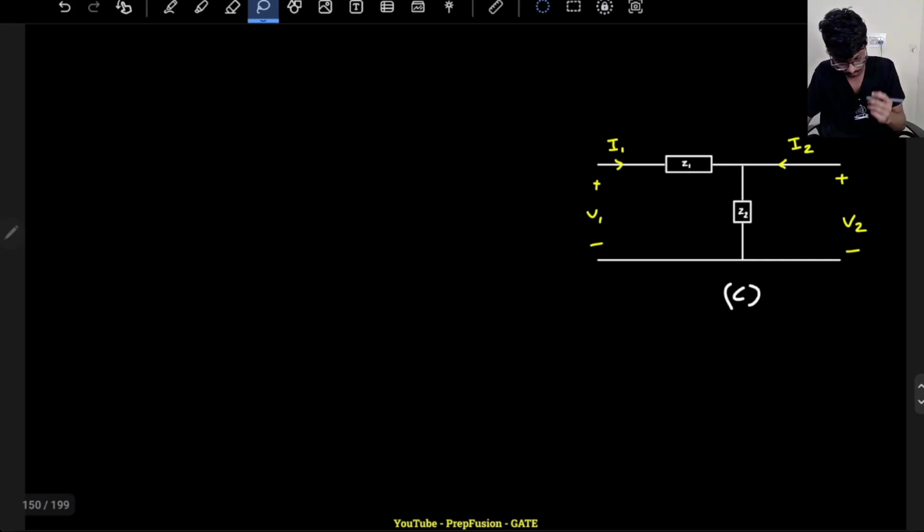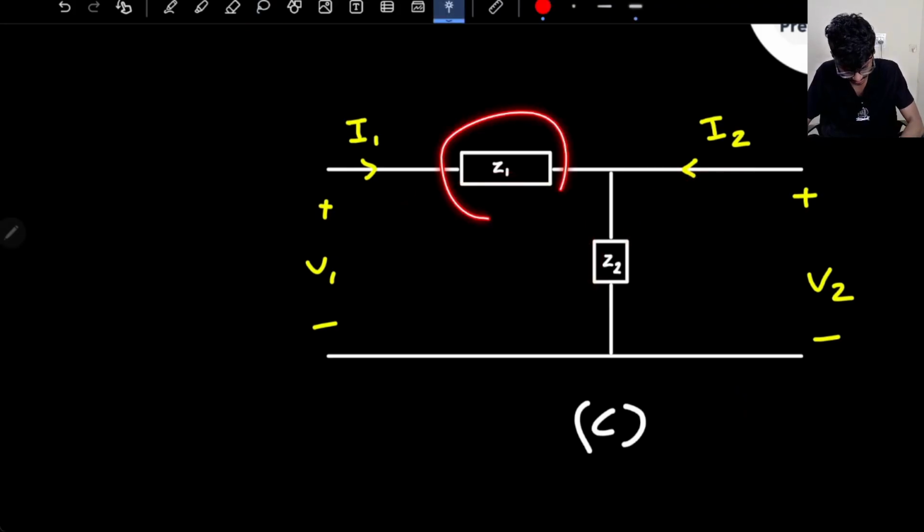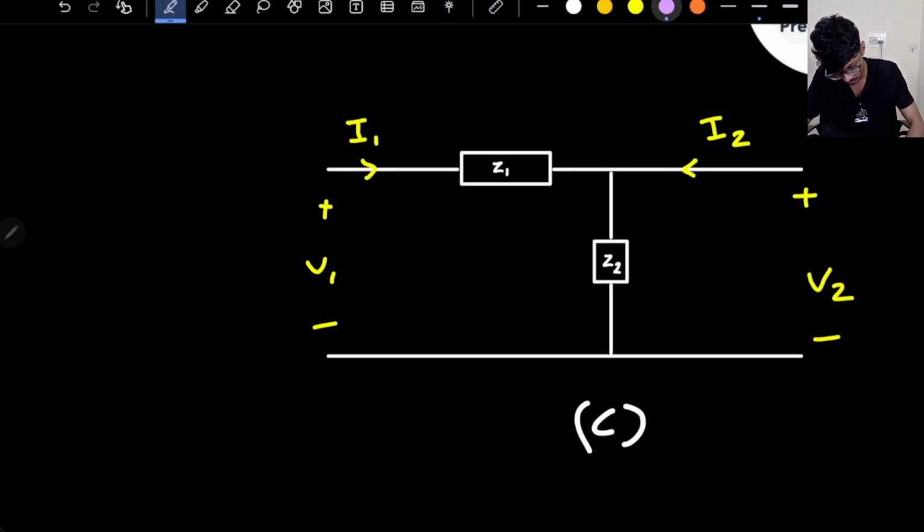First, let us write our V1 in terms of I2. Here current I2 is incoming, and here I1 is incoming. What is this current? This current is V2 by Z2. So what will be this other current? This current will be I2 minus V2 by Z2 if I apply a KCL at this node.